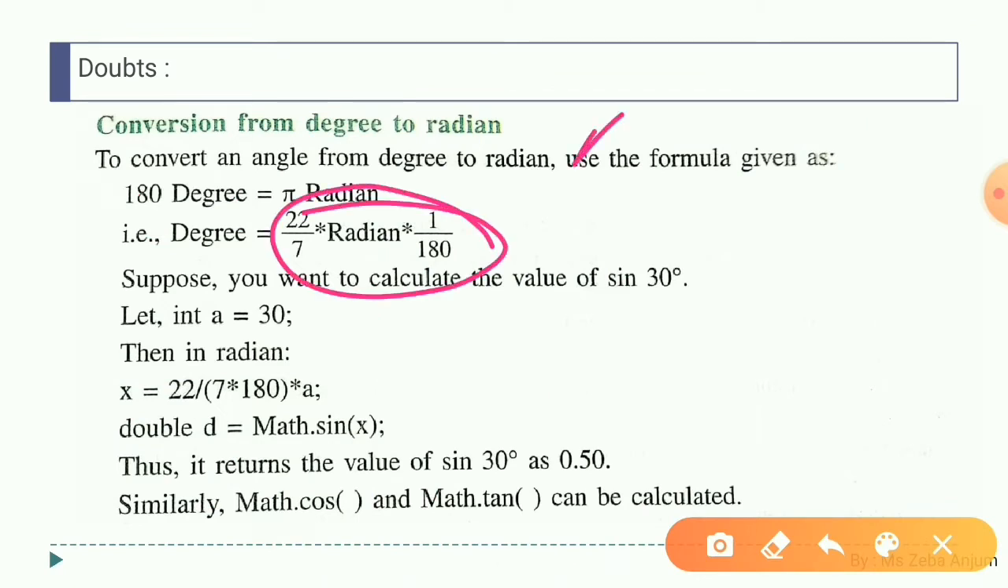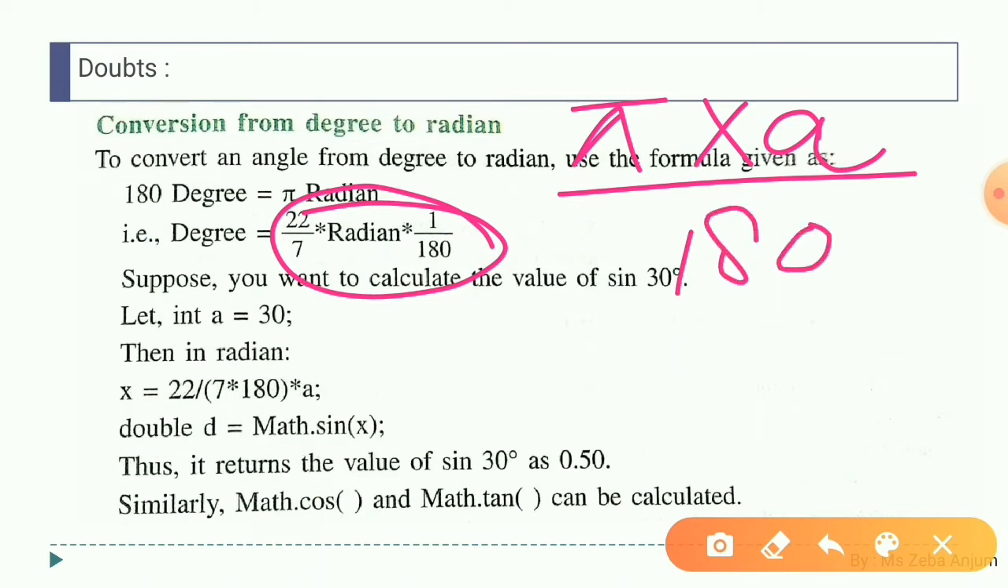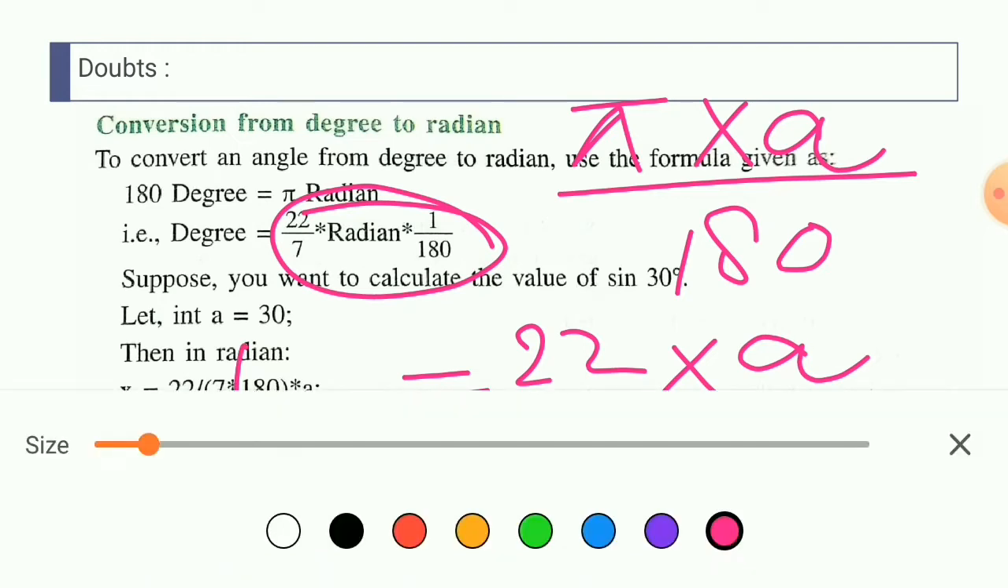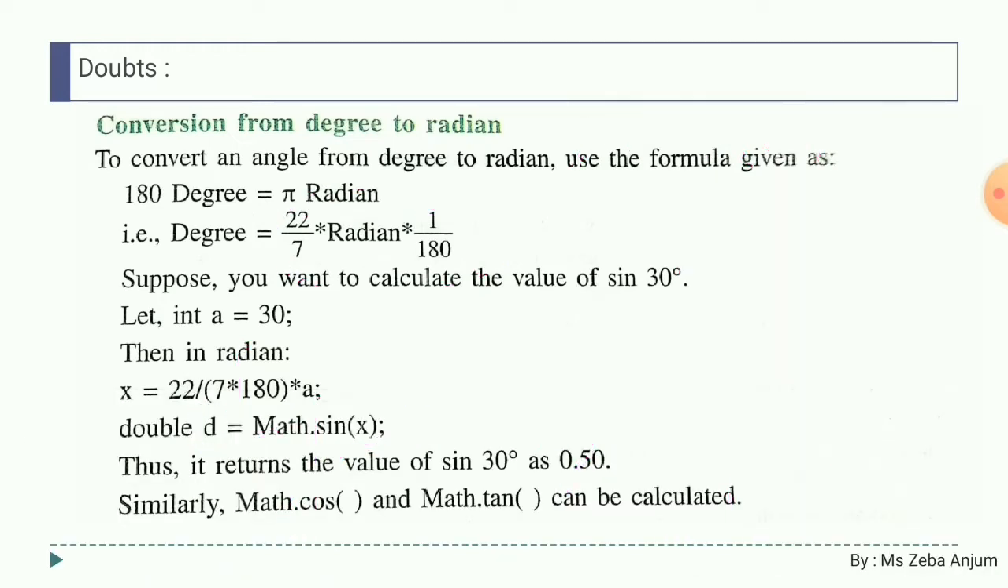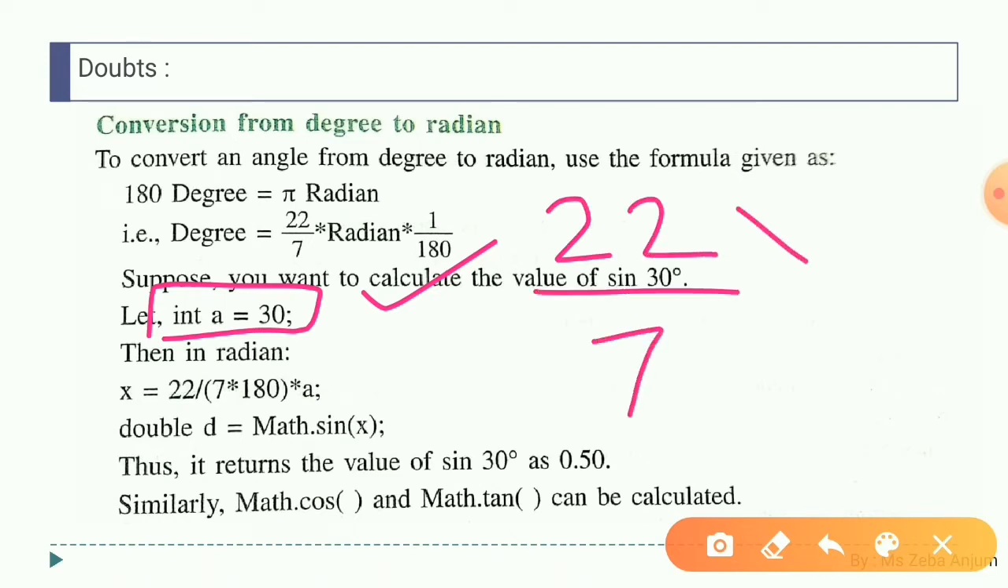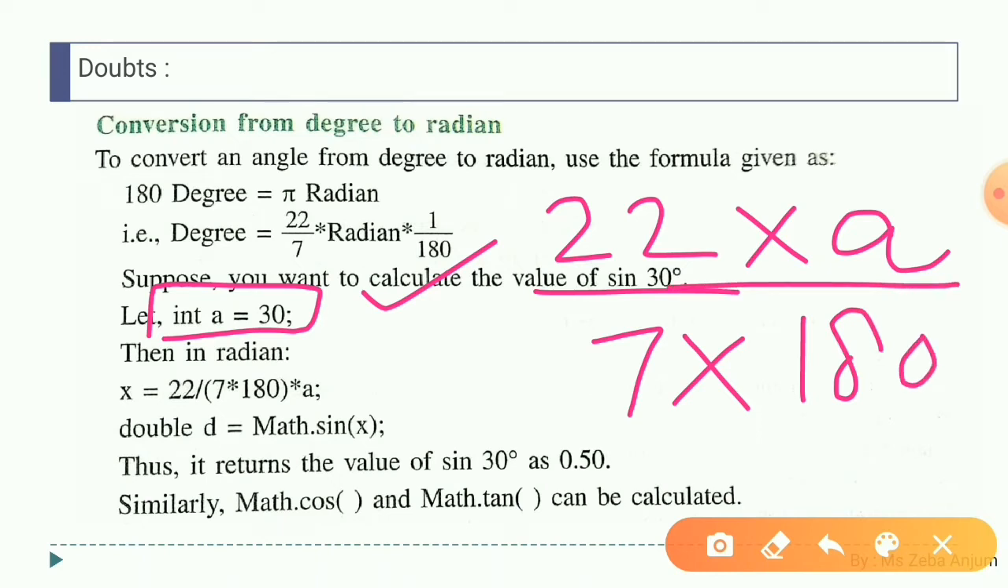Now over here we are having what? Pi into, let us assume, a upon 180. Now over here substitute the value of pi, that is 22 upon 7 into a divided by 180. Now see, this is basically your formula. At the bottom you are having an example: int a = 30. Over here our 30 is in degree. Now we have to convert it into radian using this formula. So what we are going to do: 22 upon 7 into a divided by 180. This is basically what we are going to do over here.